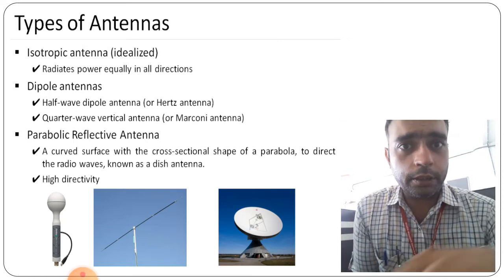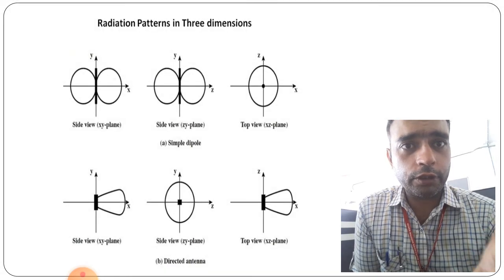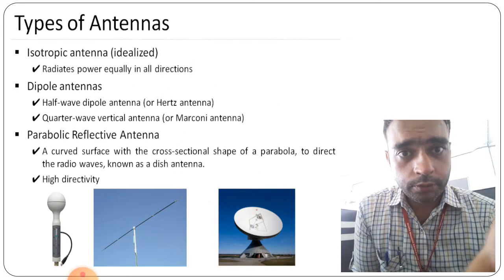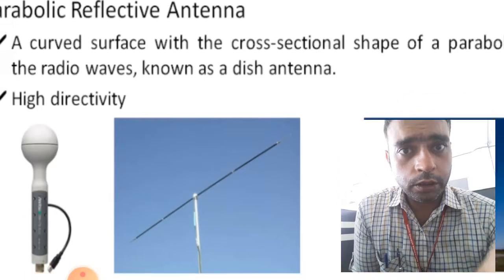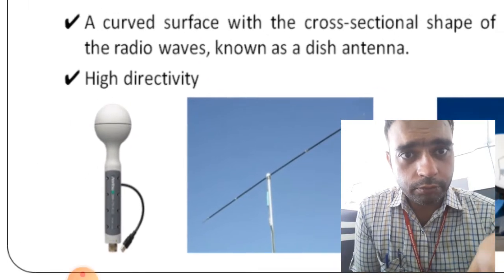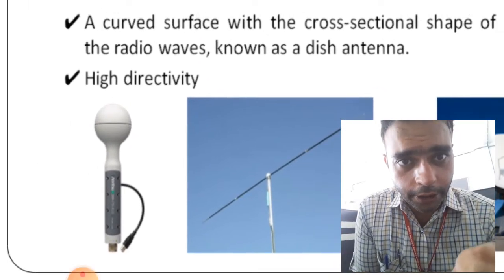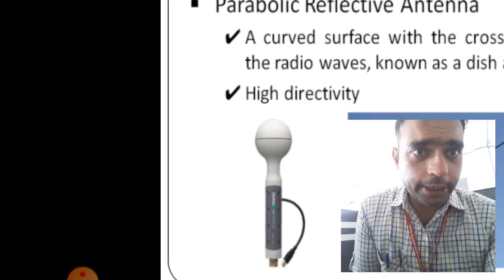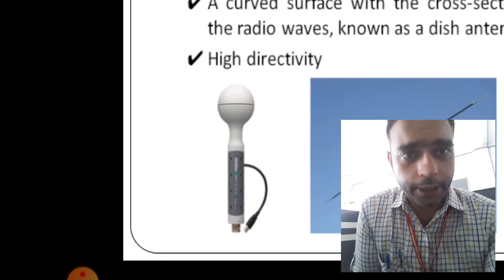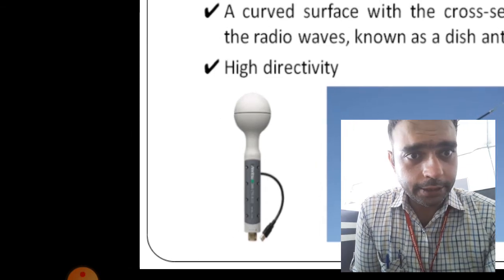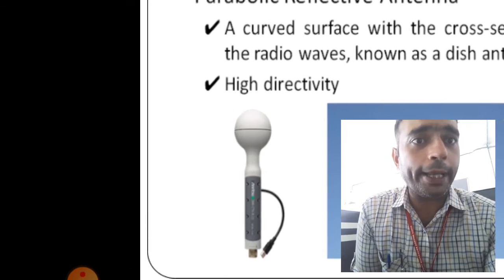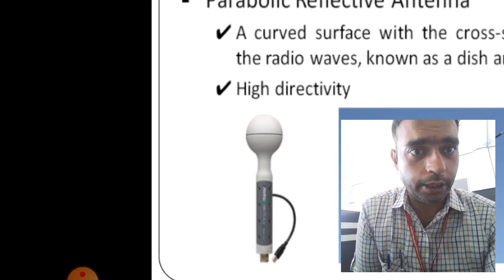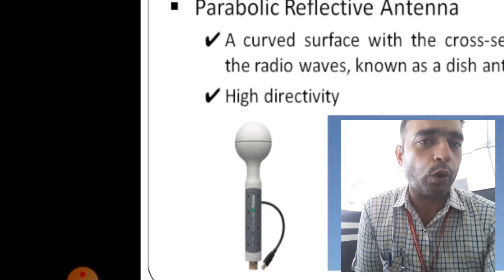So now, first of all, this is the first one. What is this first one? This is the isotropic antenna, right? It radiates the power in all directions equally. So this is the type of antenna that is the isotropic.